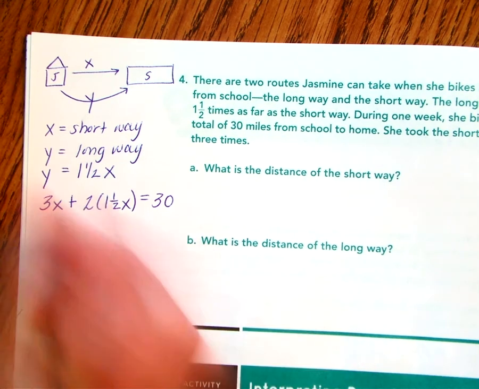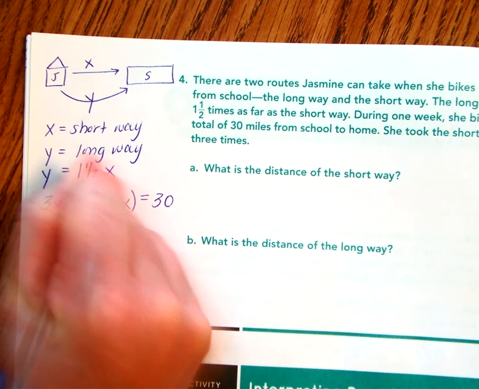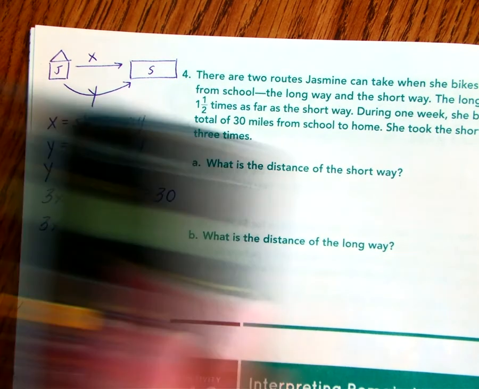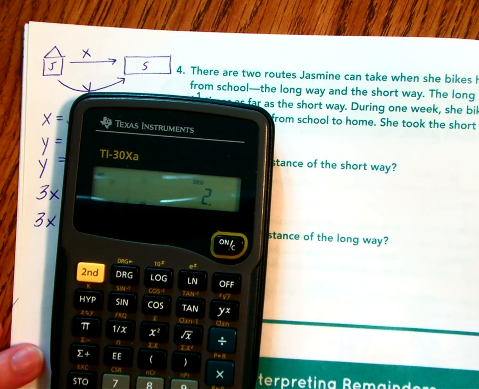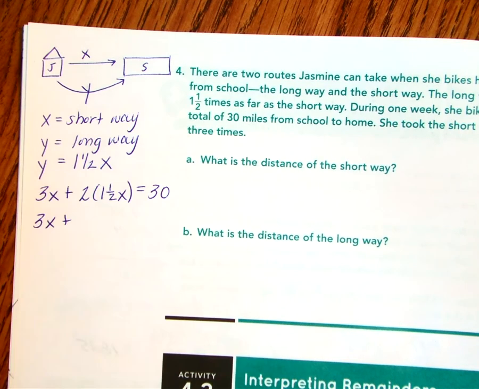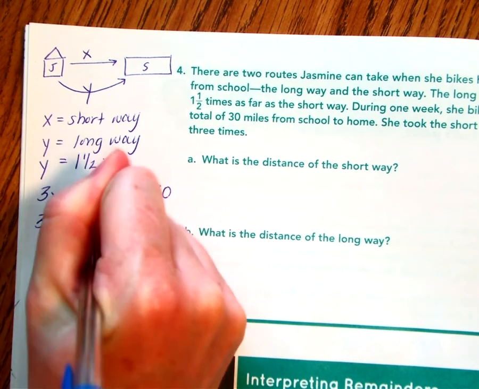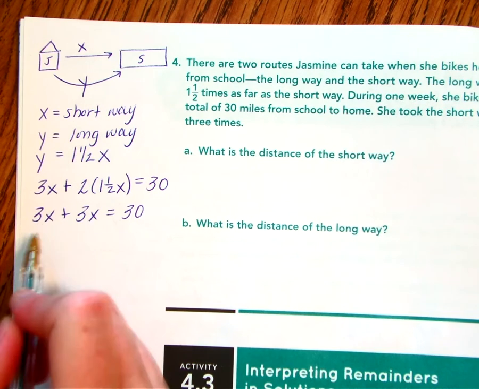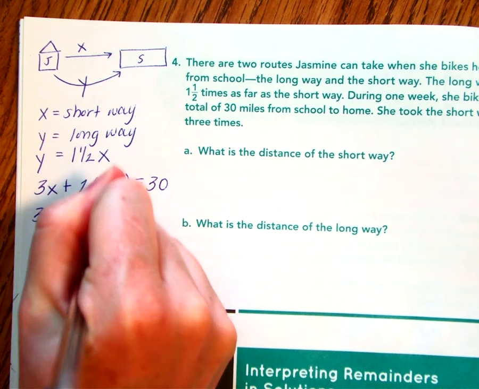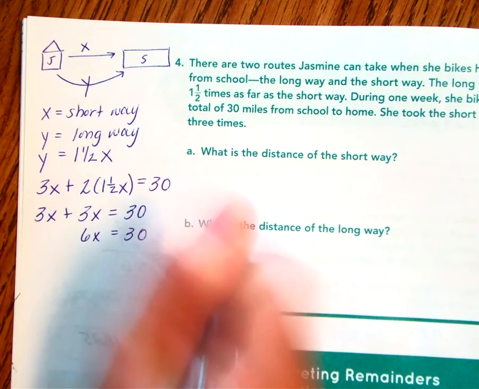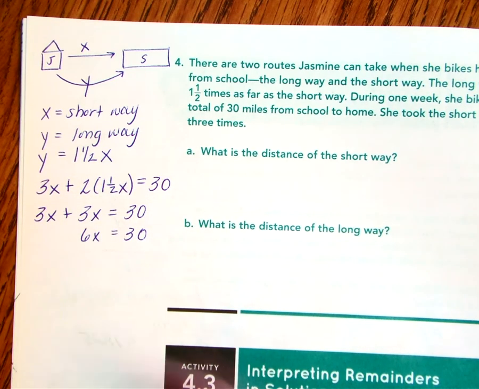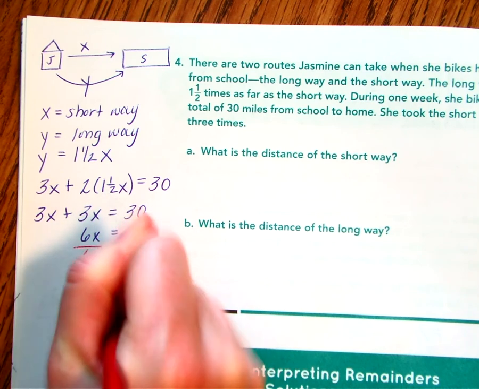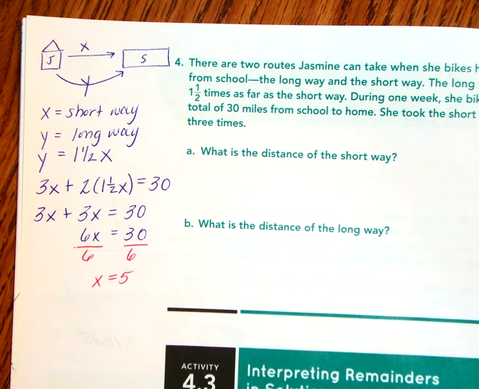So then I started to combine terms and simplify. So 2 times 1.5 is 3. And then I started to doubt myself when I didn't match the answer key. So I'll prove that 2 times 1.5 is in fact 3. I can combine 3x and 3x and get 6x. I can isolate x using inverse operation. And I can get x is equal to 5, which would be the short way.